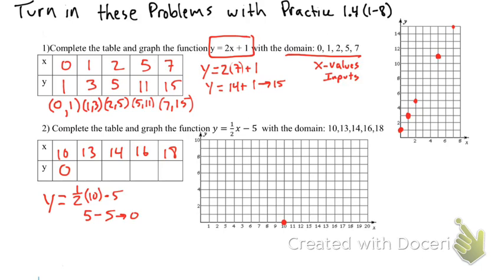All right, now we're going to go ahead and plug in 13. So instead of 10, we're plugging in 13. Half of 13 is 6.5. Minus 5, that gives me 1.5. So (13, 1.5) is here. Okay. Now let's plug in our next number, 14.